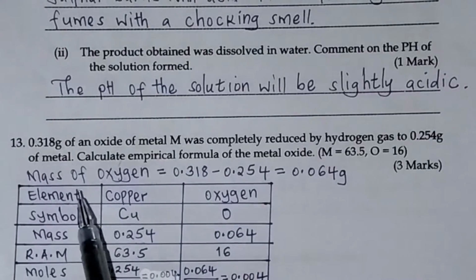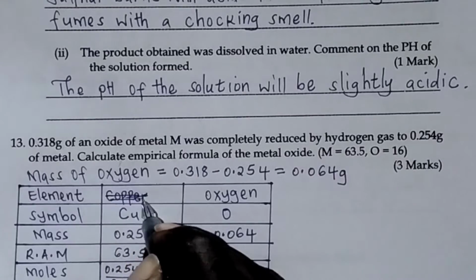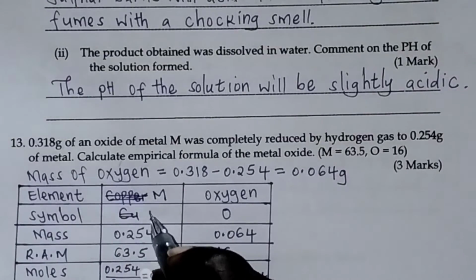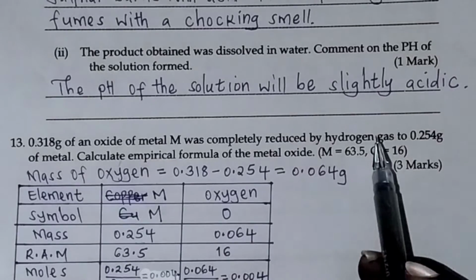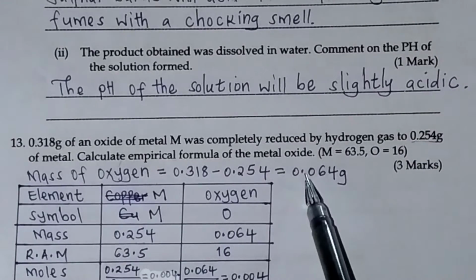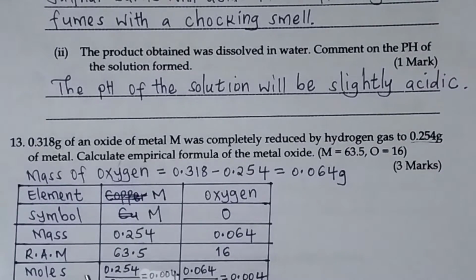So the elements that we are going to have here will be M and also oxygen. The symbol here we are going to have M and also oxygen. So the mass for M will be 0.254, it is given here, 0.254 grams. Then the mass of oxygen we have gotten here, 0.064 grams. So next we have to go and get the RAM of M, which is 63.5, it's given in the bracket. Then the one for oxygen is 16, it's given in the bracket.